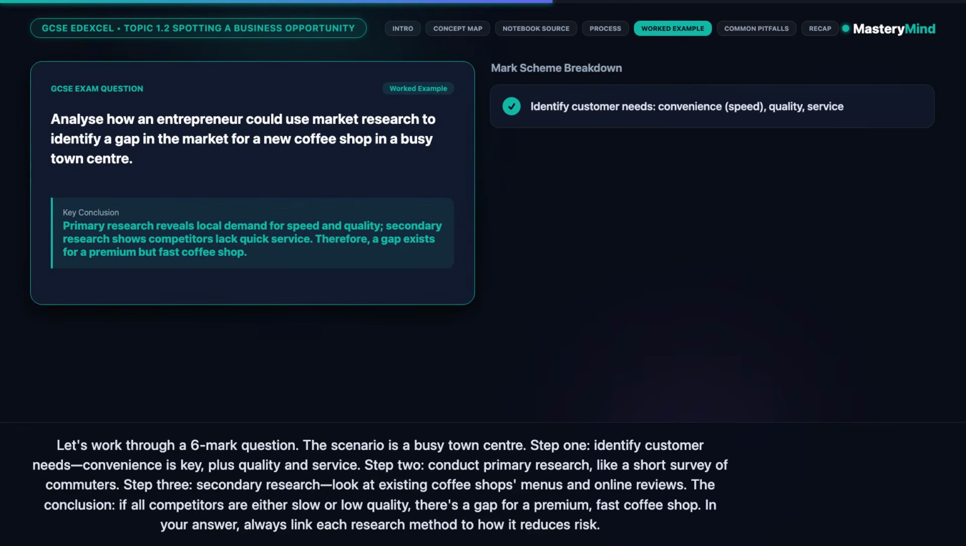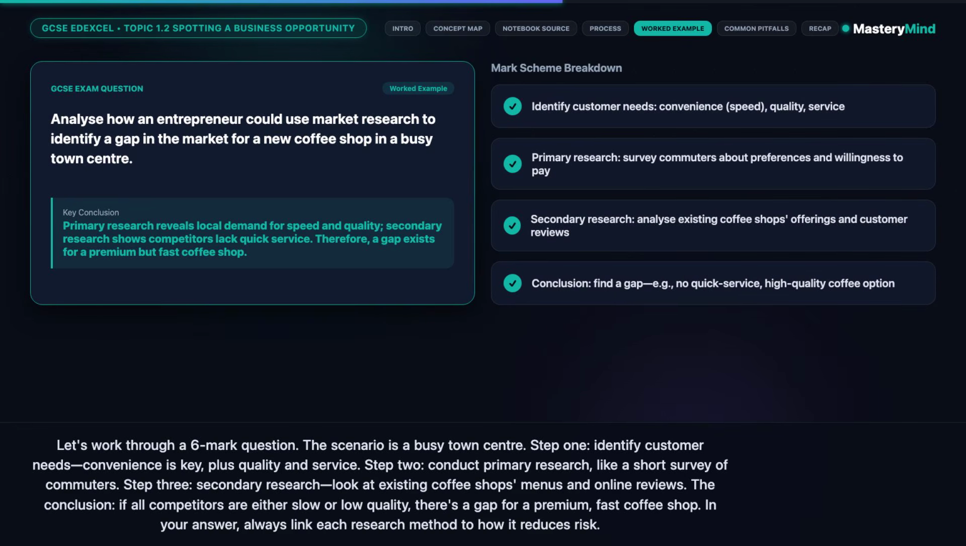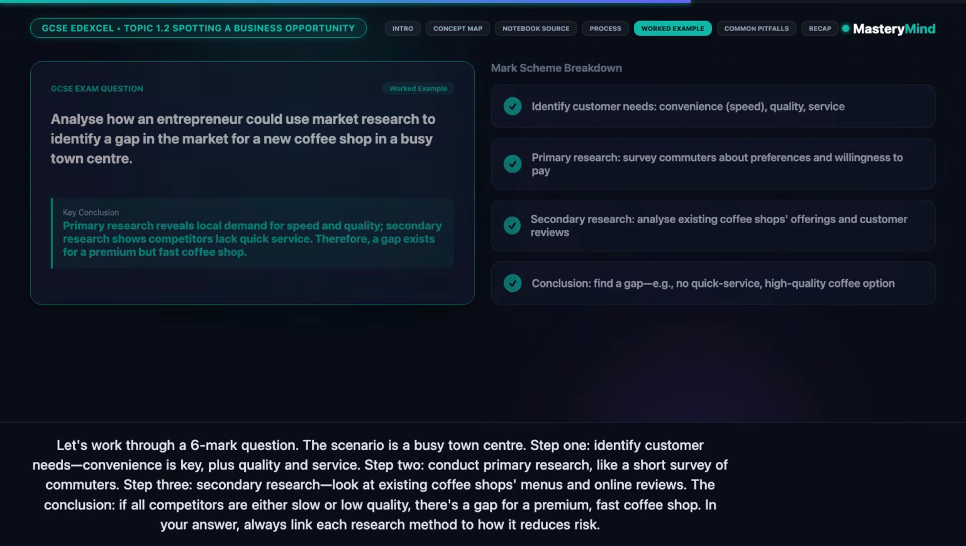Let's work through a 6-mark question. The scenario is a busy town center. Step 1. Identify customer needs. Convenience is key, plus quality and service. Step 2. Conduct primary research, like a short survey of commuters. Step 3. Secondary research. Look at existing coffee shops' menus and online reviews. The conclusion: if all competitors are either slow or low quality, there's a gap for a premium, fast coffee shop. In your answer, always link each research method to how it reduces risk.